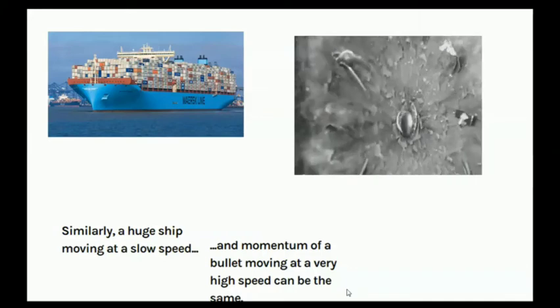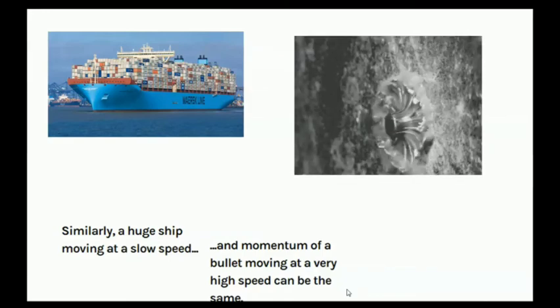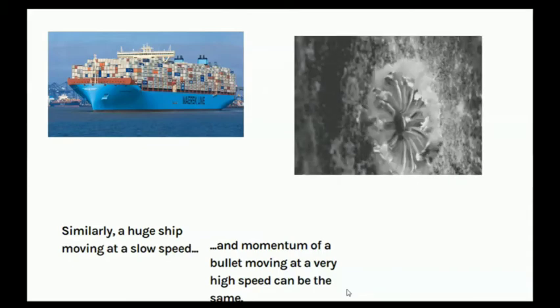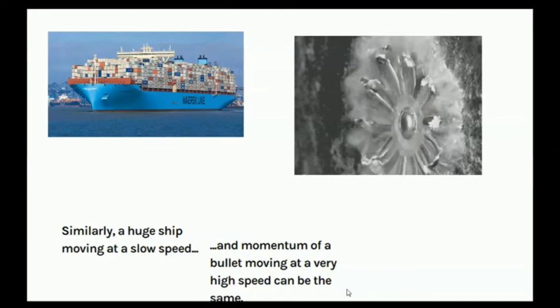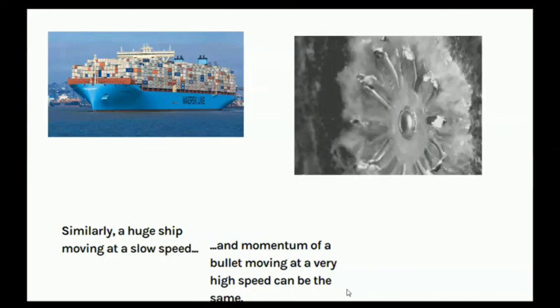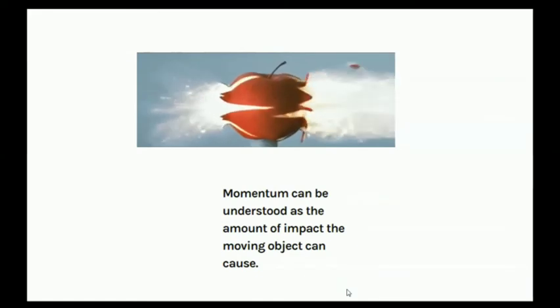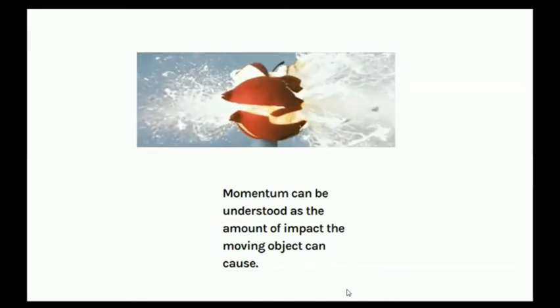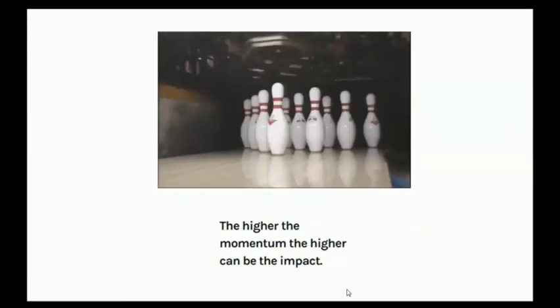So momentum can be described as the product of mass and velocity, and the two factors that determine momentum are mass and velocity. If the mass is large, the momentum will be large, and vice versa. Similarly, an object moving with higher velocity will have more momentum than an object moving with lesser velocity. So momentum can be understood as the amount of impact the moving object can cause. Higher the momentum, higher the impact.